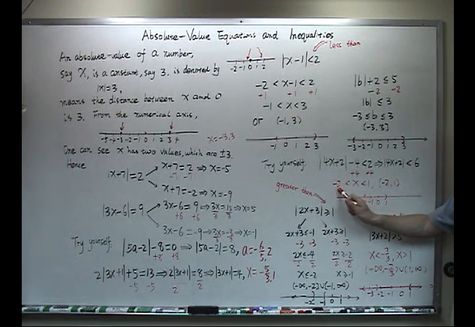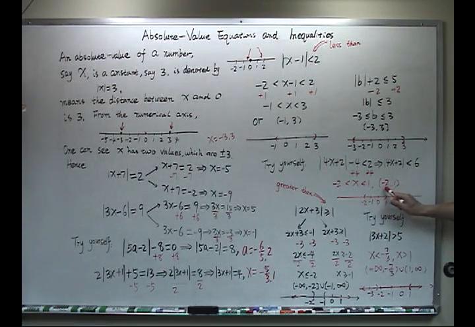x must be greater than negative 2, less than 1. Or you write like that. Round bracket, negative 2, comma, 1, round bracket. This shows that negative 2 and 1 are not included, because here there is no equal sign right here.